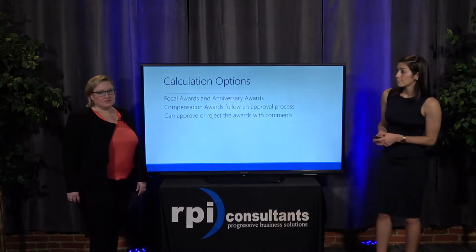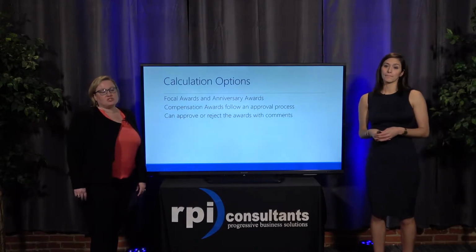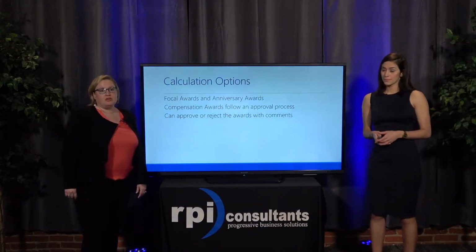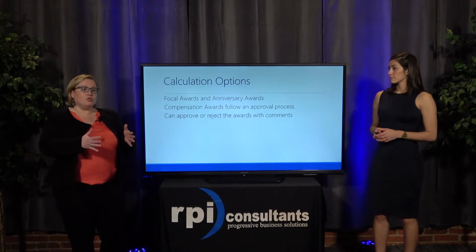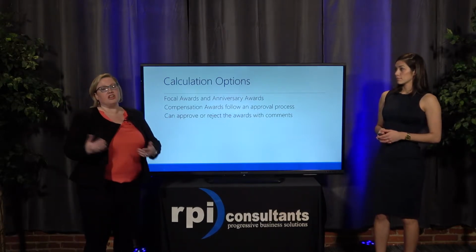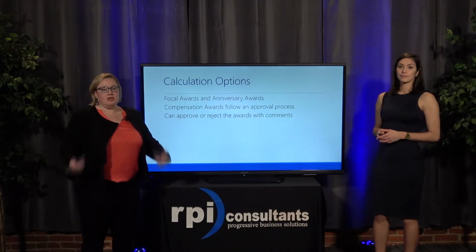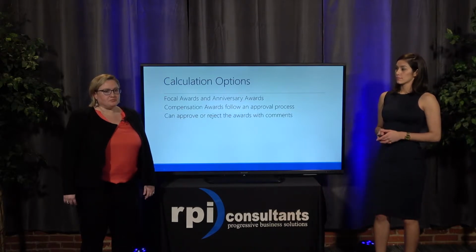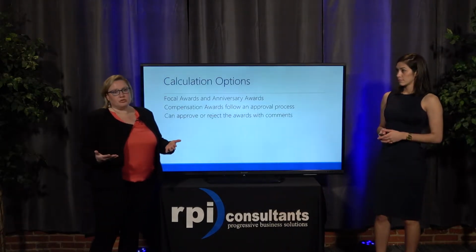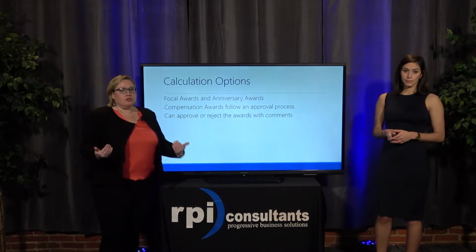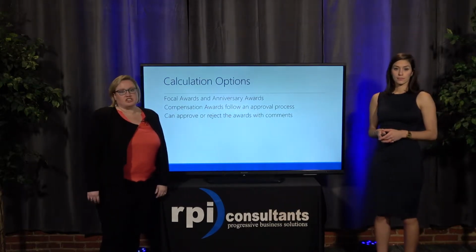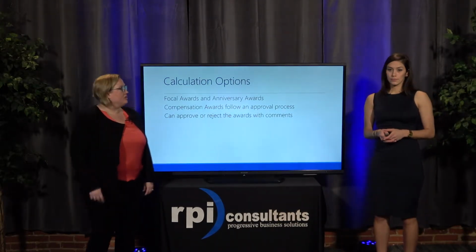So a couple calculation options when it comes to merit planning. You can either have focal awards based on a particular time of the year or anniversary awards based on people's individual anniversaries. And those comp awards then follow an approval process, and those awards can be approved or rejected with comments depending on what you need.